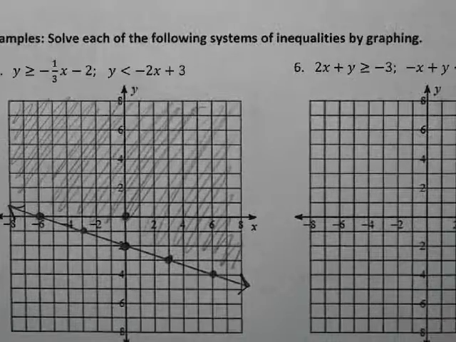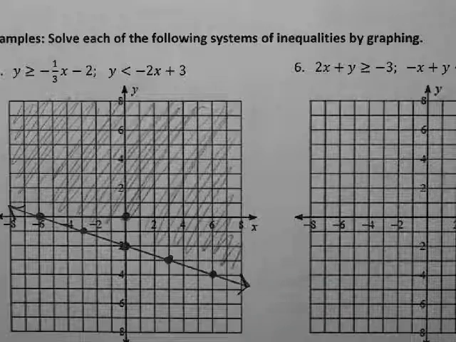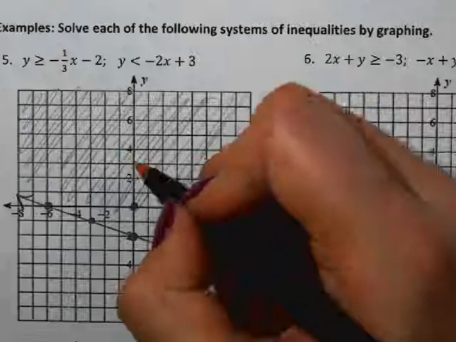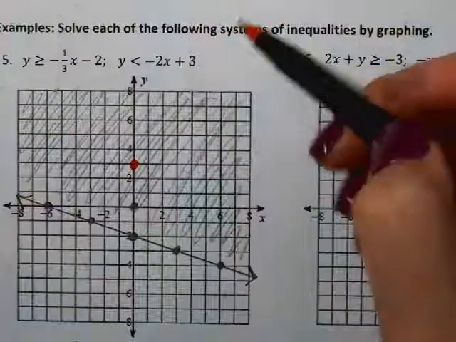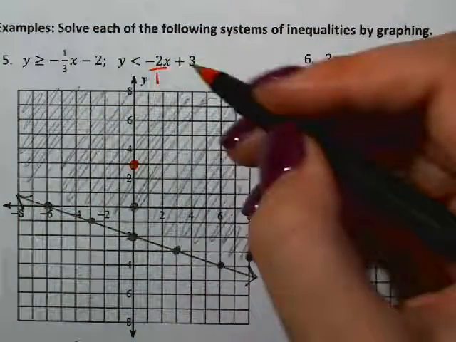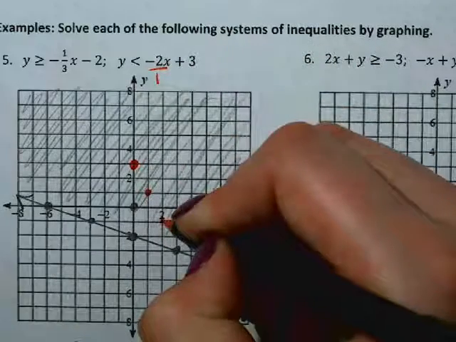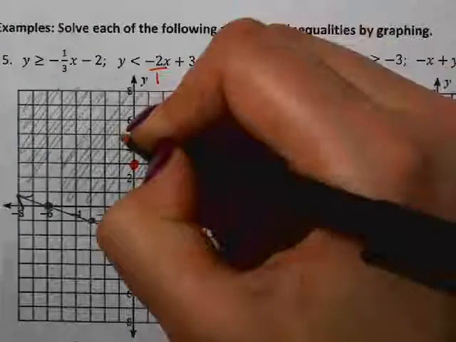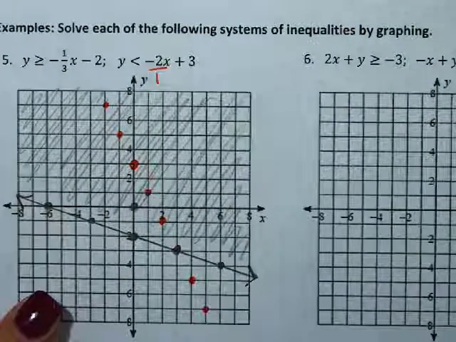And then I would switch colors if you have a pen or a colored pencil or a marker or something. And so for this one, we're going to draw this other line. This one has a y-intercept of 3, and the slope is -2. I'll go ahead and write that as a fraction. So I've got -2/1. So I'm going to go down 2, right 1. Down 2, right 1. And based on the symbol for this one, I should do a dotted line.